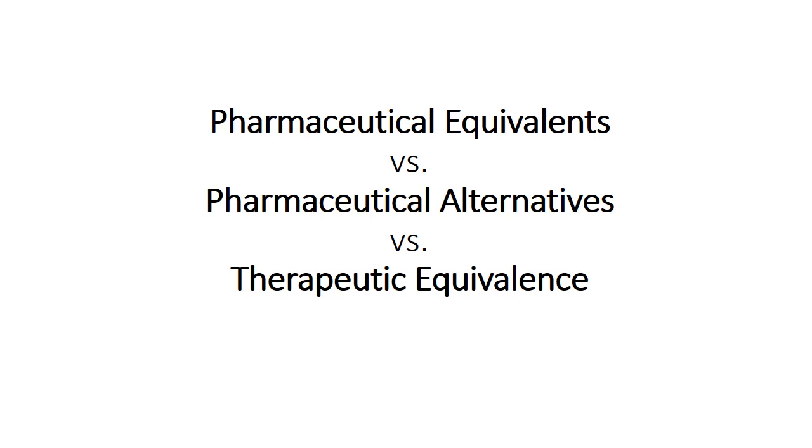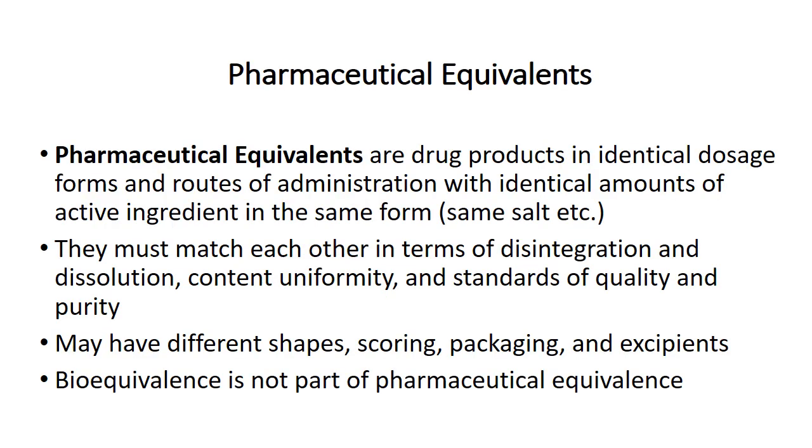So let's break these down before I talk any more about it. First is pharmaceutical equivalence. Pharmaceutical equivalents are drug products in identical dosage forms and routes of administration with identical amounts of active ingredient in the same form, same salt. That means they're both, for example, tablets intended for oral use, with the exact same amount of active ingredient in the exact same salt. That means metoprolol tartrate in both of them. Solid, tablet, same route. So far they look the same.